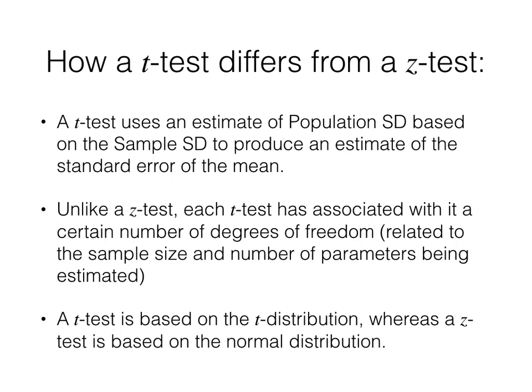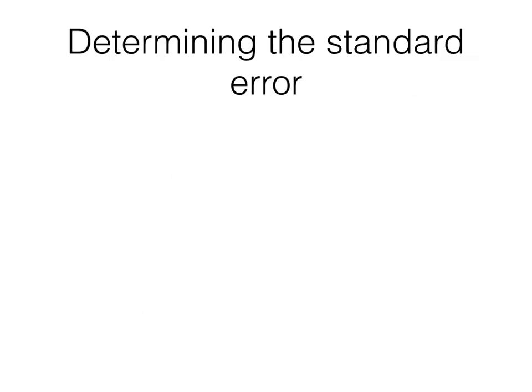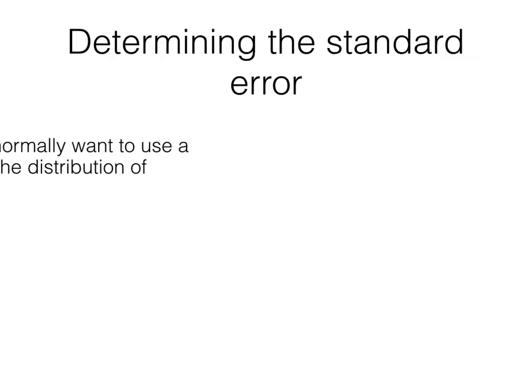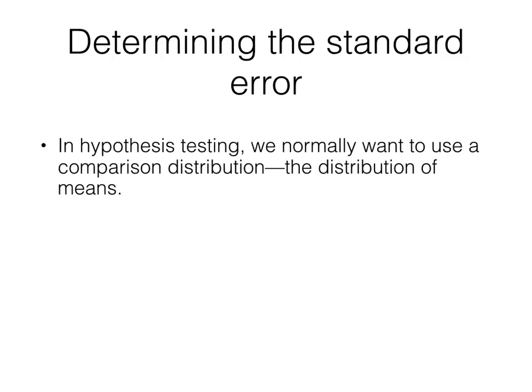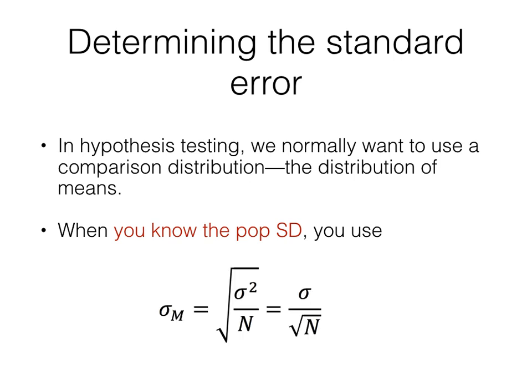Let's take that first item here about how the t-test differs from a z-test. And as I said, we're going to have to estimate the standard error because we don't actually know the population standard deviation to calculate it. So in hypothesis testing, we normally want to use a comparison distribution, like the distribution of means. And when you know the population standard deviation, if you're trying to figure out what the spread of that distribution of means is for a given sample size, you would go ahead and compute the standard error, the thing that we covered in the last lecture.